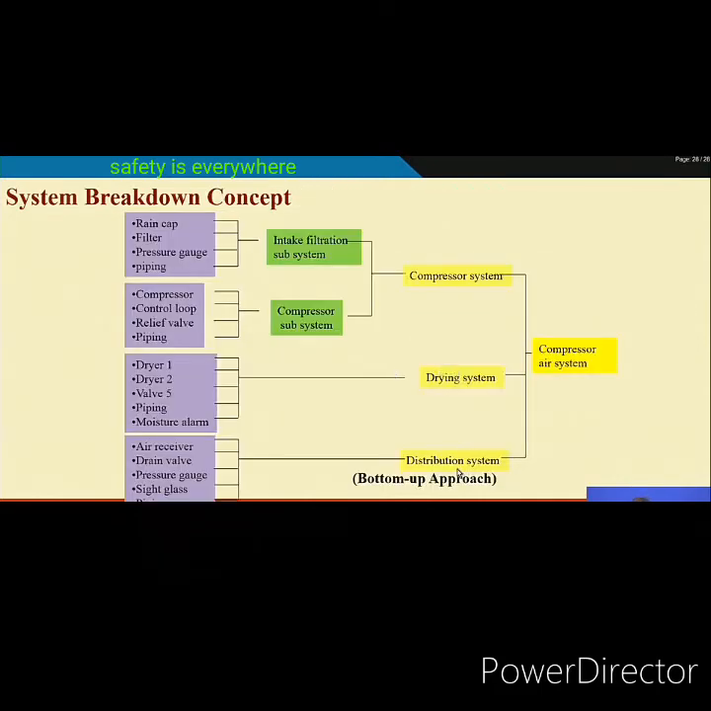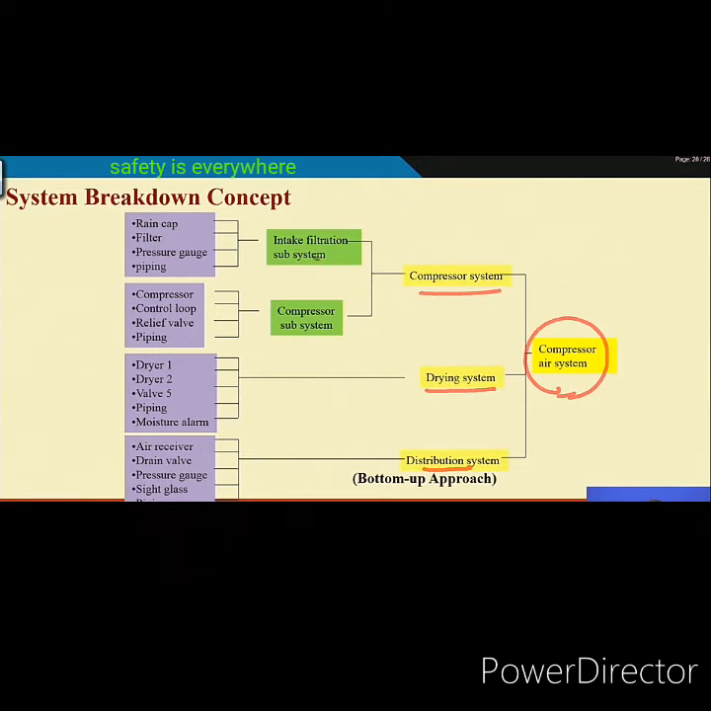So, now what happens if I go by the hardware approach, the bottom-up approach? My totality is the compressed air system. You see the compressor subsystem, drying subsystem, and distribution subsystem, three things. Air comes to the compressor, is compressed to the required pressure, then comes to the dryer where it is dried, then goes to the distribution system in the receiver and goes to the pneumatic machines.